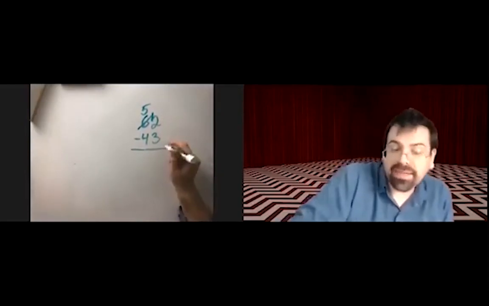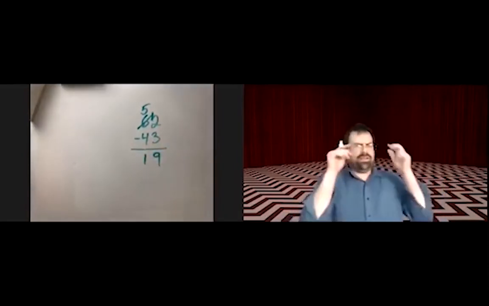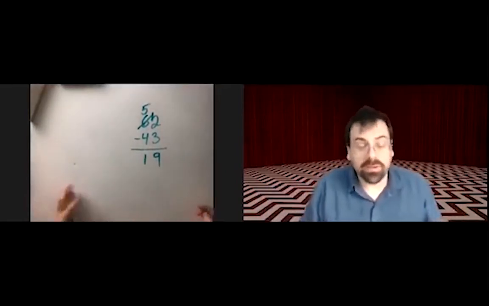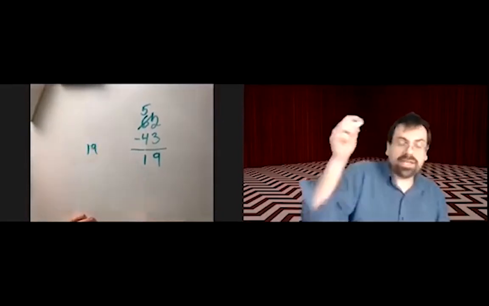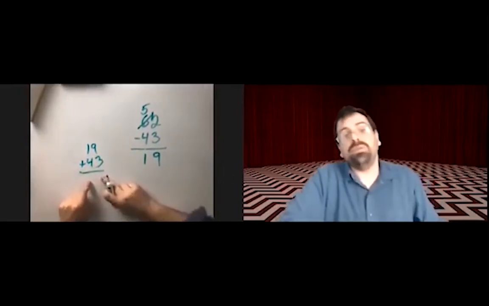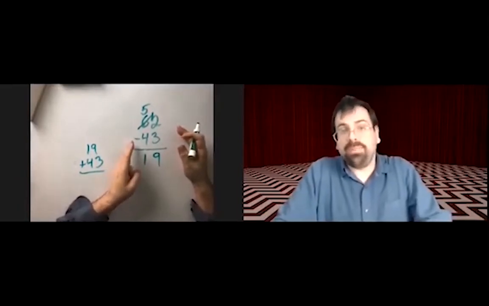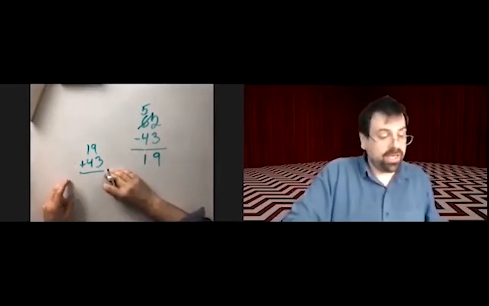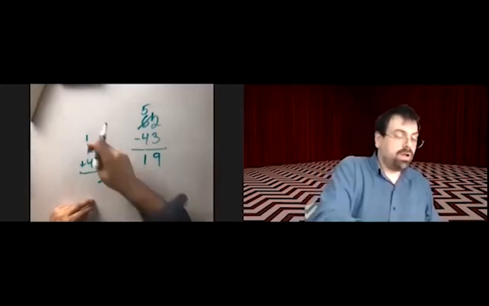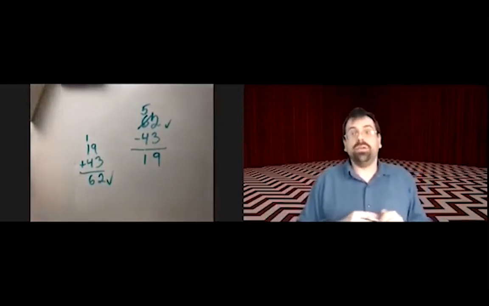12 minus 3, now that is 9. And 5 minus 4 is 1. I don't know. We should check this by adding because that was something new. Maybe we did it wrong. And when we add our potential answer of 19 plus the 43 that we took away, notice that this problem is going to have carrying because when the subtraction problem has borrowing, the addition problem will have carrying. 9 plus 3 is 12. Split that apart, carry the 1. 1 plus 1 is 2, plus 4 is 6. 62 was the original answer.